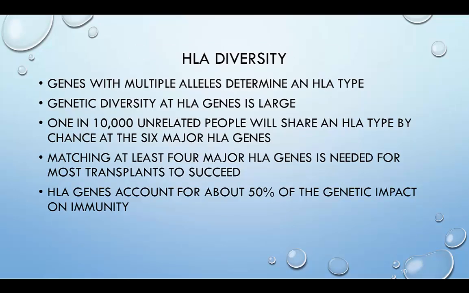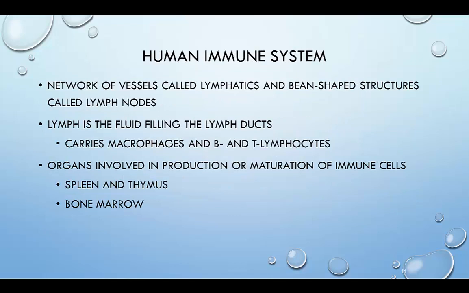There is some HLA diversity. There are multiple alleles that determine our HLA type. Genetic diversity among HLA genes is very large. 1 in 10,000 unrelated people may share the same HLA type. And matching at least 4 major HLA genes is needed for most transplants, when we think about transplanted organs, bone marrow, those things, for it to be successful. HLA genes account for about 50% of the genetic impact on our immunity.